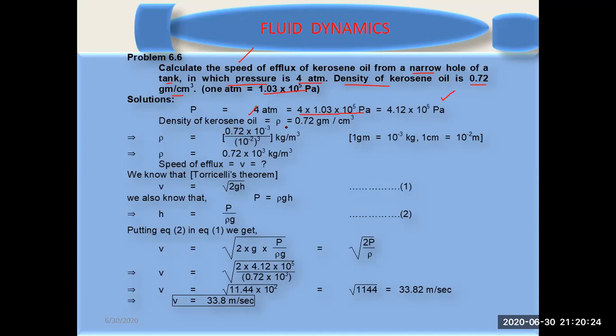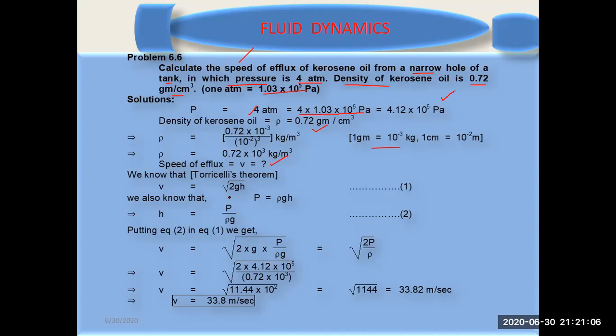So the density of kerosene oil is 0.72 grams per centimeter cube. If you have to convert it into kgs per meter cube, the procedure is to multiply by 10 raised to the power minus 3 and divide by 10 raised to the power minus 2 and cube it. Because you are converting grams into kgs and centimeters to meters, that's why you're taking its cube. This was the only conversion of units.